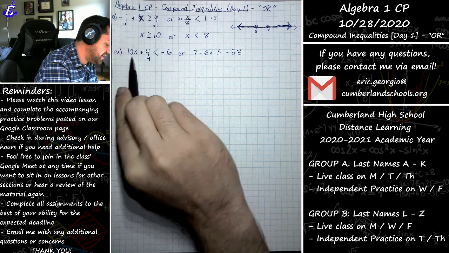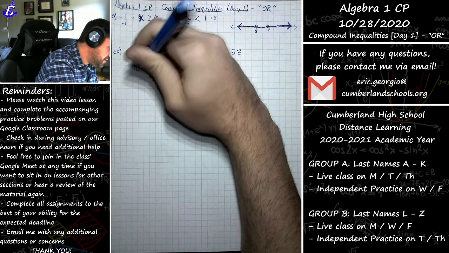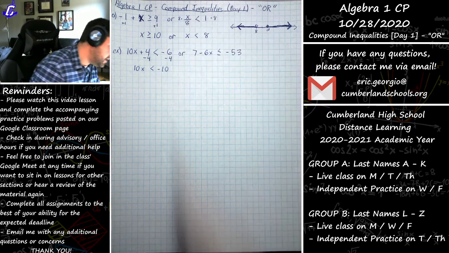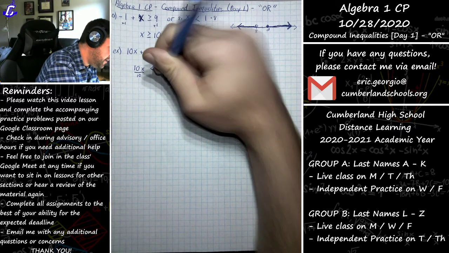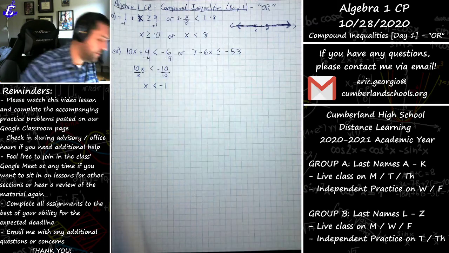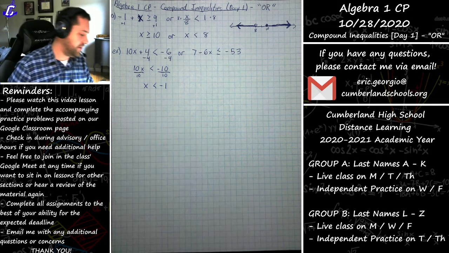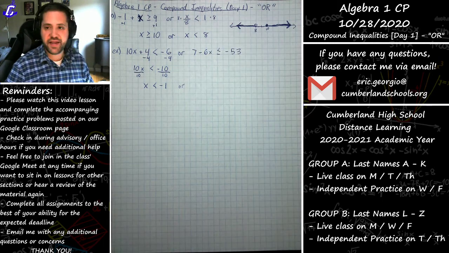In order to get x alone, I would subtract 4 from both sides, which would give me that 10x is less than negative 6 minus 4, negative 10. And then I would divide both sides by 10 to undo the multiplication by 10. And we'd end up with the fact that x is less than negative 1. Okay, no need to do any flipping with the inequality there. We just divide by a positive number. So I'd be happy if my value for x is less than negative 1.